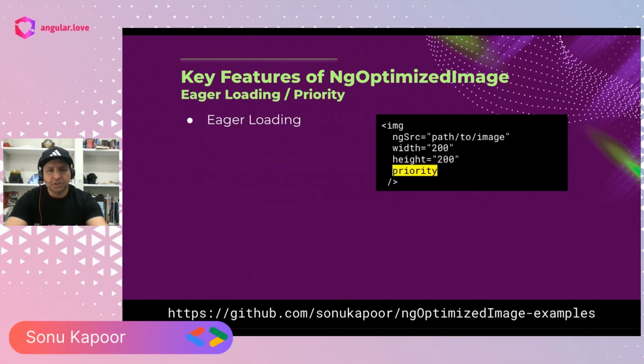Yeah, so as I mentioned, eager loading. When the image is marked with priority, then the fetch priority is automatically set to high, and that causes the image to be loaded eagerly.